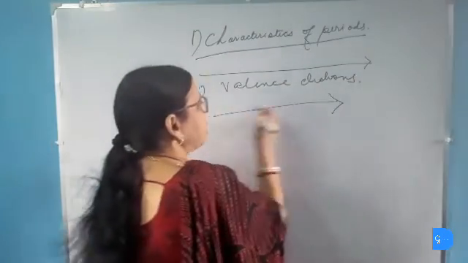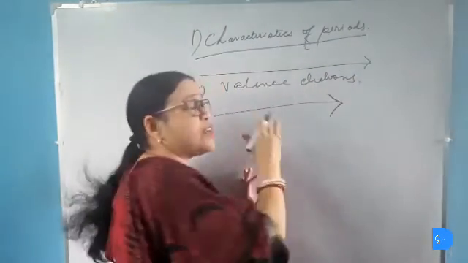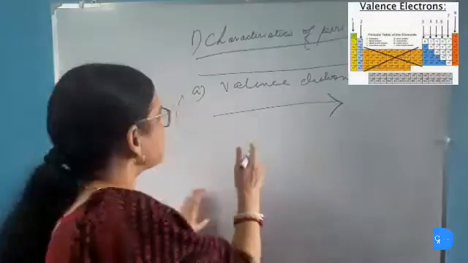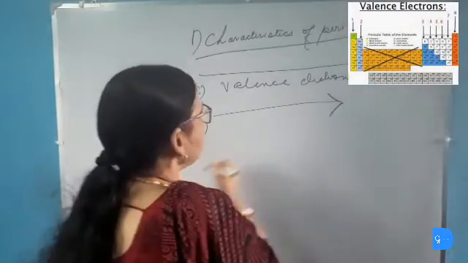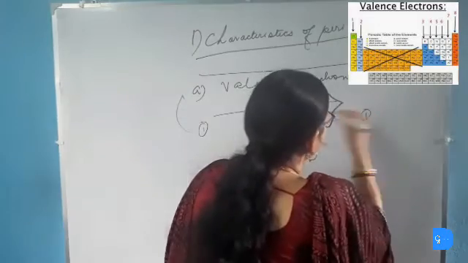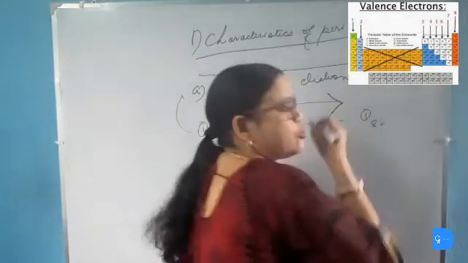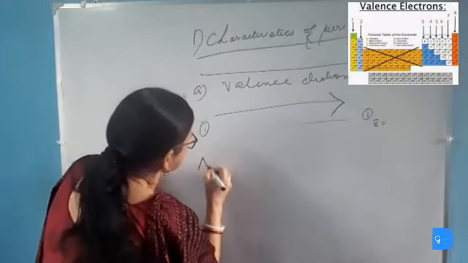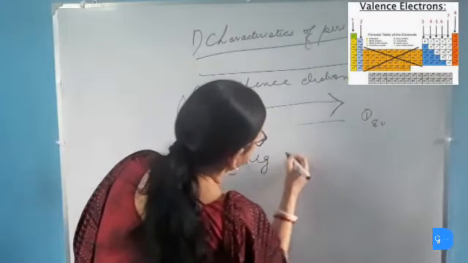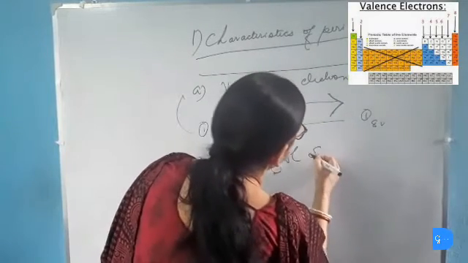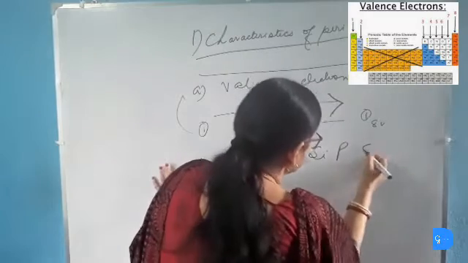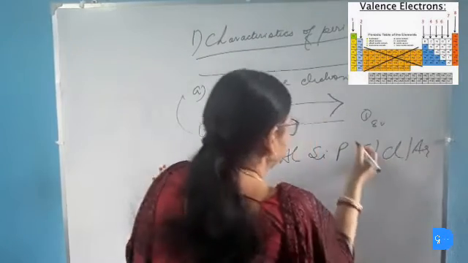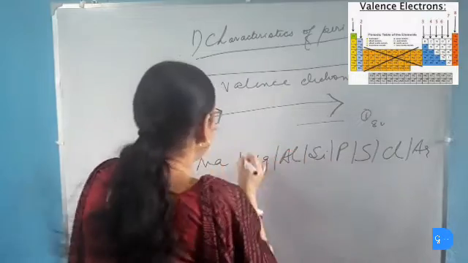On moving from left to right side of the period, we have seen that the valence electron increases from 1 to 8. For example, the first element of the period has 1 valence electron, whereas the last element, or 8th element, has 8 valence electrons. We will take the example of the third period of the periodic table. This is sodium, then magnesium, then aluminium, then silicon, then phosphorus, sulfur, chlorine and argon. This is the third period of the periodic table.